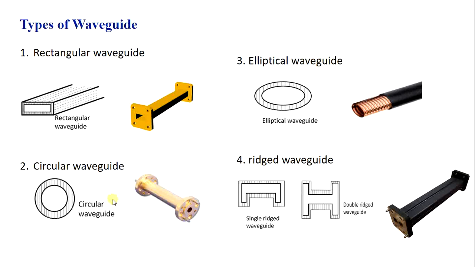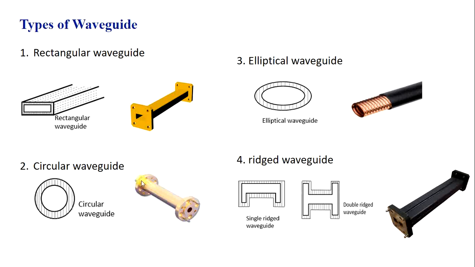The third type is the elliptical waveguide. You can see the cross section is elliptical. It is a flexible waveguide, and it is required when the waveguide section should be capable of movements like bending, stretching or twisting.